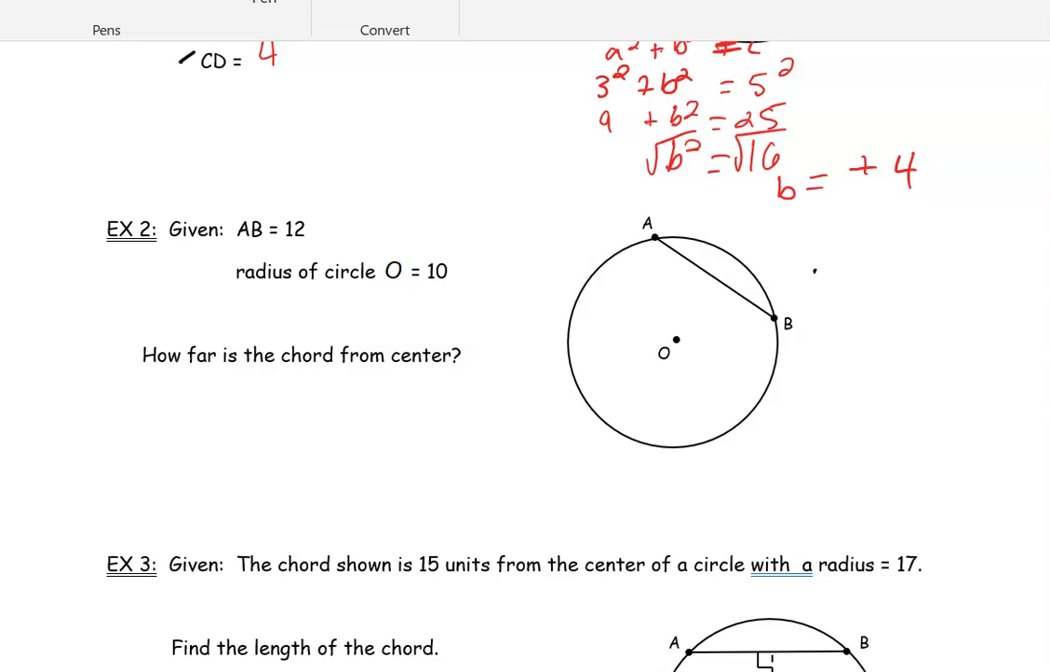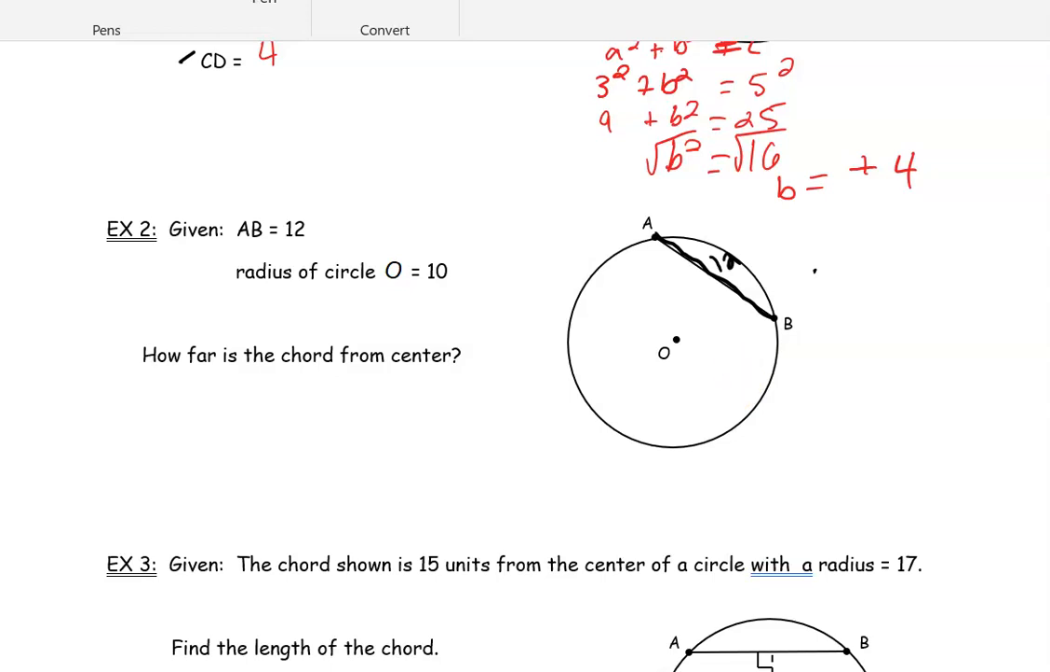Number 2, AB is 12. So we know this whole segment here is a length of 12. The radius of our circle is 10. So we can draw the radius in anywhere. We could draw it here, here, or here. It just doesn't do us any good because it's not really intersecting or dealing with the chord at all. So it doesn't make a lot of sense to draw our radius in over here.